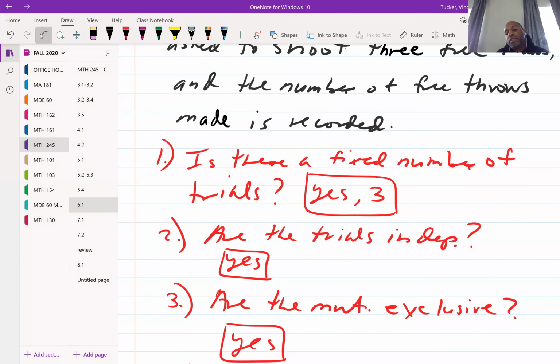Are they mutually exclusive? Yes. So it is impossible to make and miss a shot at the same time. You know, they have nothing in common. So you either made the shot or you missed the shot.